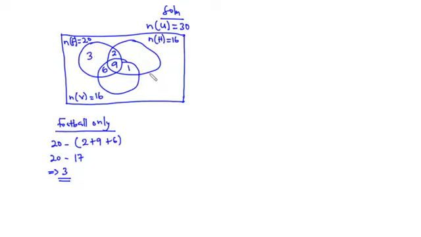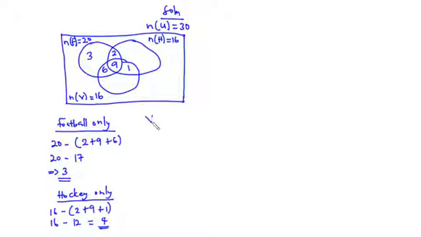Now let's find the number of students who play hockey only. So for hockey only, we are going to consider this circle. So 16 students play hockey, so we have 16 minus 2 plus 9 plus 1. Now 2 plus 9 is 11. 11 plus 1 is 12. 16 minus 12 is 4. So we have 4 students who play hockey only.